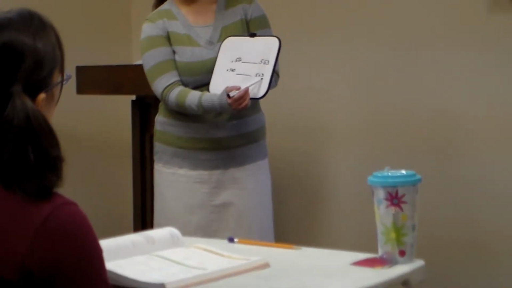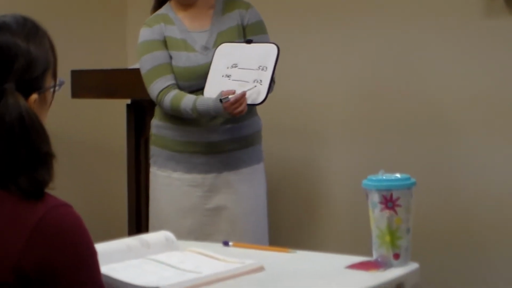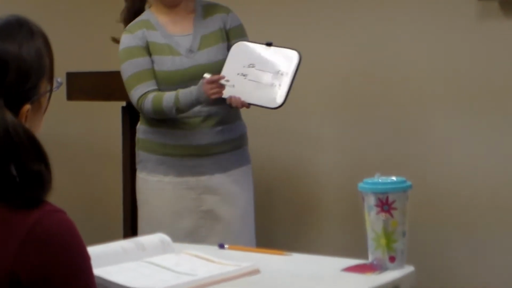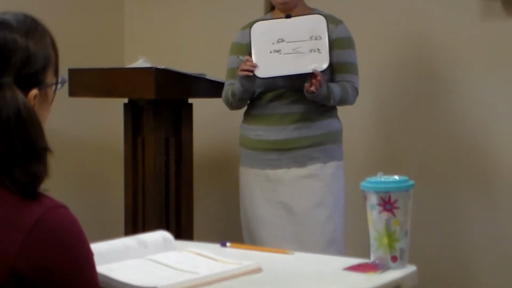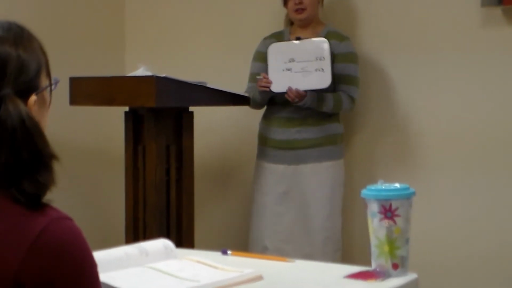So this one has a 3, and this one has a 0. So the 3 is bigger, right? Okay. So this one is bigger. Got that? Any questions at all? Okay.